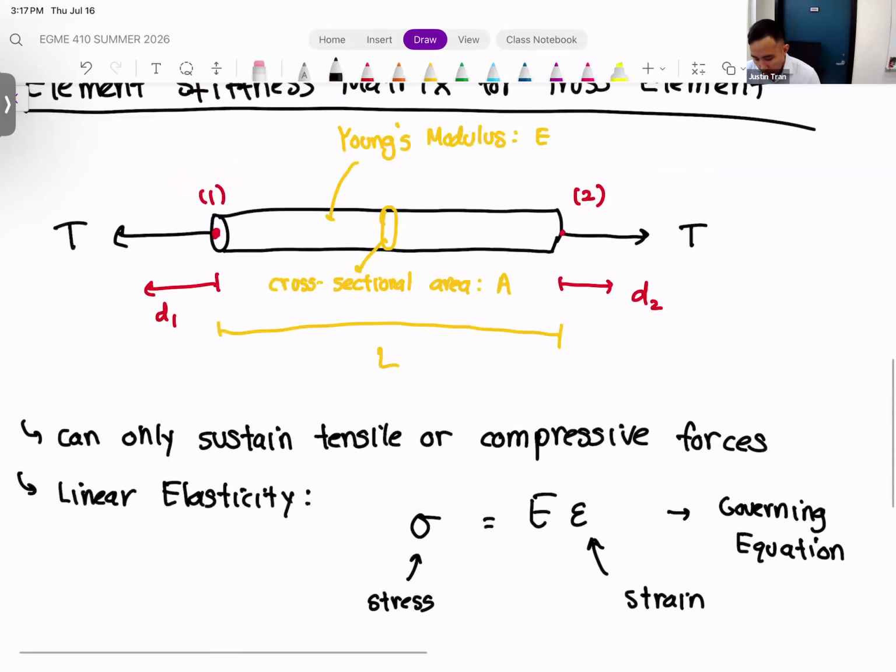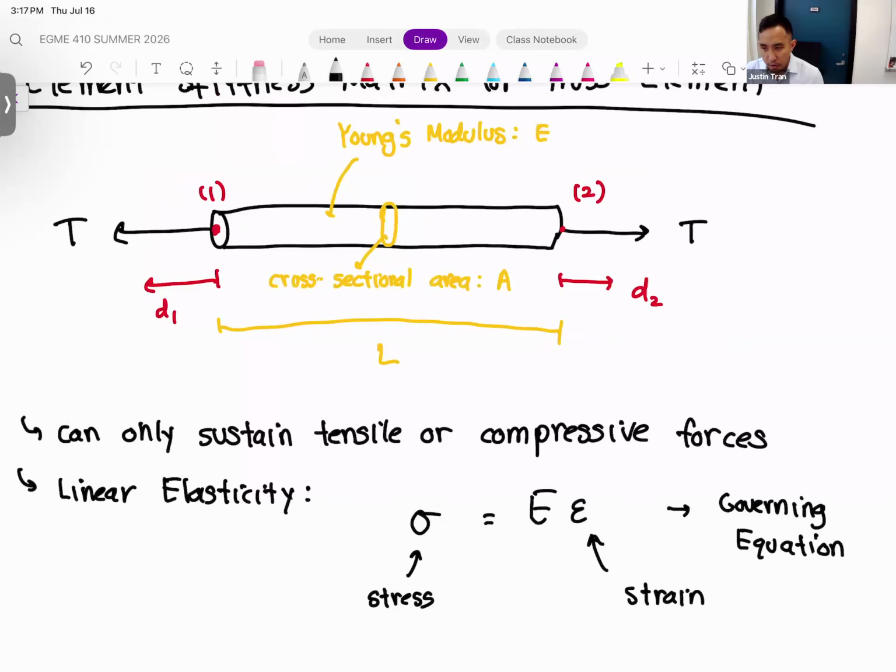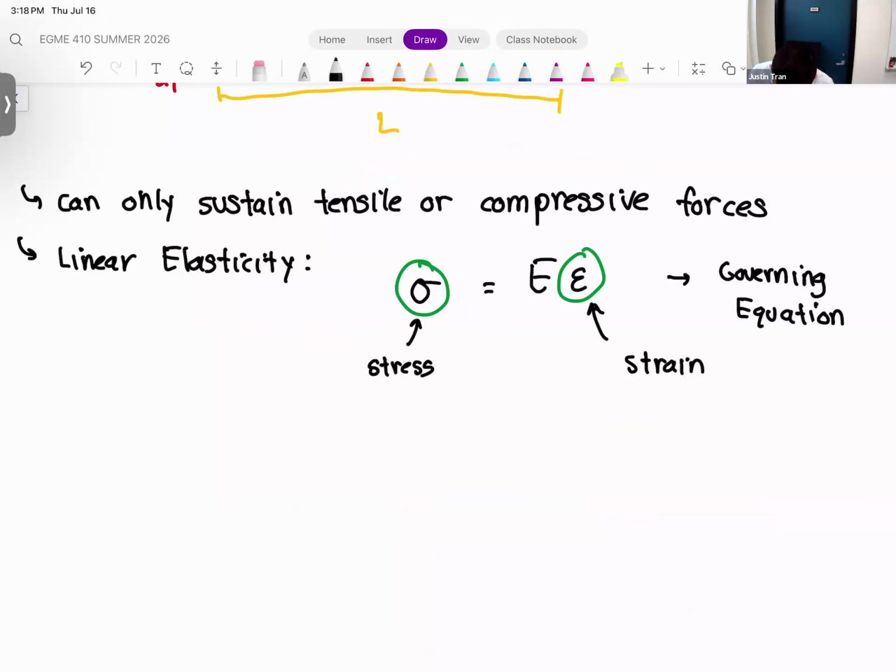That's good. But what we actually want is to take this governing equation and express it in terms of the variables that are in our figure here. So we're going to be plugging in for the stress and plugging in for the strain in terms of the variables in our figure, because that's how we're going to define our element stiffness matrix. Okay, so let's start with the stress.